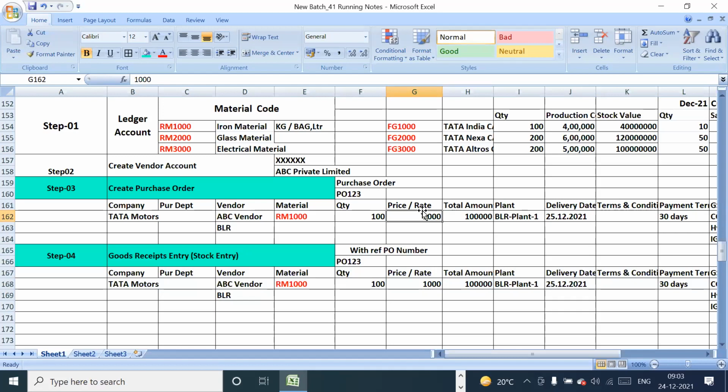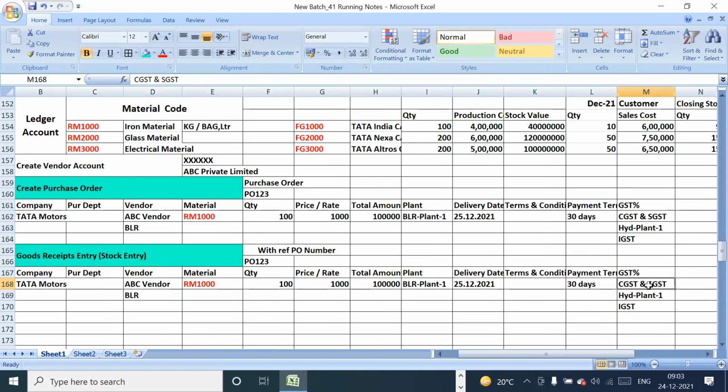Okay, and what is the tax applicable? In the PO I mentioned CGST, GST, but in the delivery he mentioned some other tax. Okay, but tax is not very important here. I will remove the tax part.